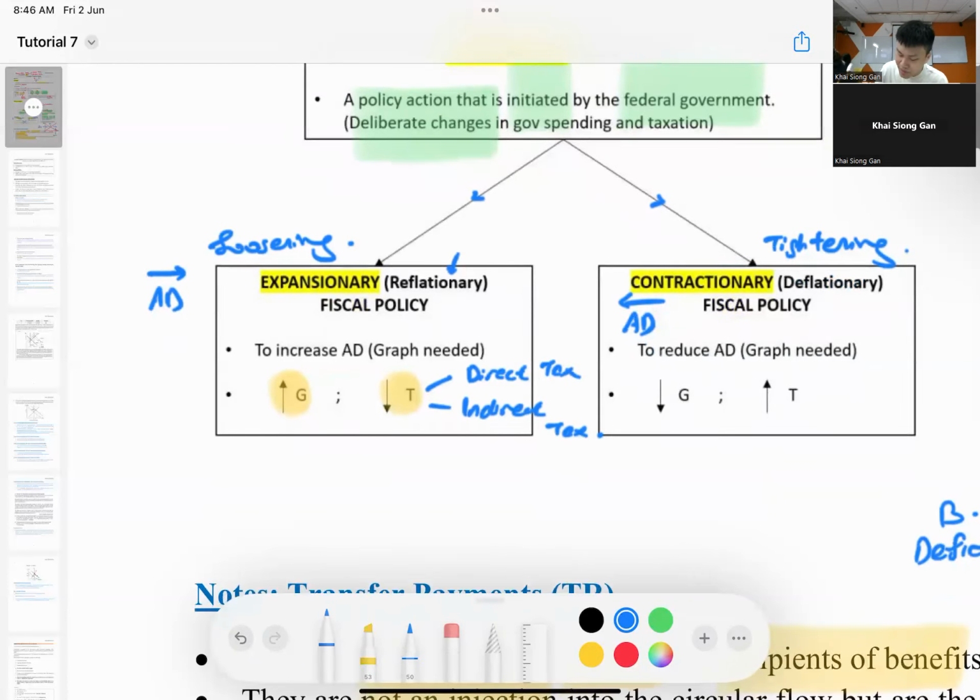Okay, so if you show the graph, which we are going to do later on, the AD curve will shift rightwards. Why? Because these two are going to increase consumption, investment, government spending, and net exports. So basically, the purpose of this is to increase employment, increase real GDP, and increase economic growth. Usually expansionary fiscal policy is applied in the situation of a country not doing well, for example, if the country is in recession.